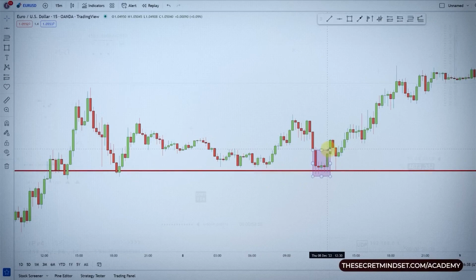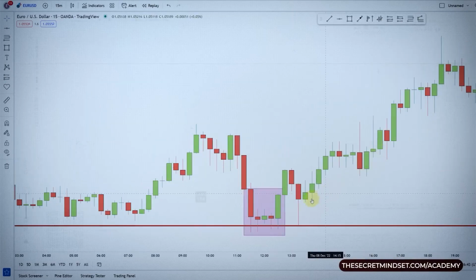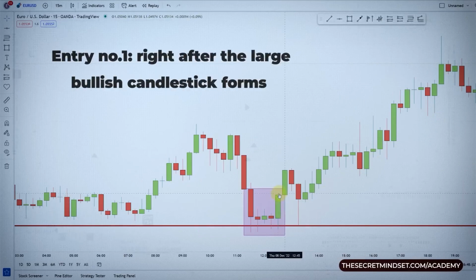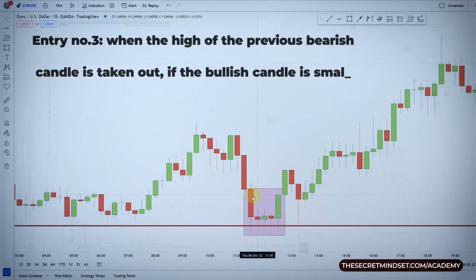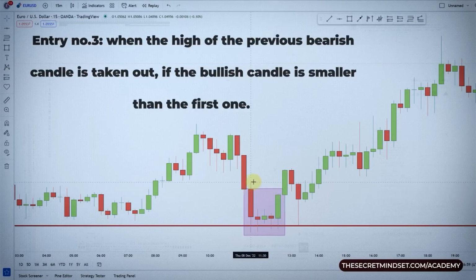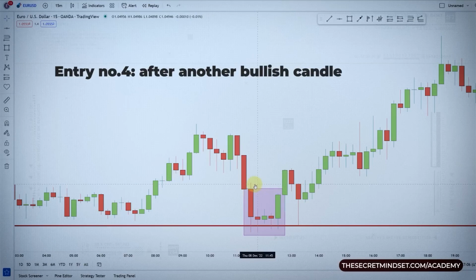So you have the location, the signal, but when do you pull the trigger? You have several choices. The aggressive entry is right after the large bullish candlestick forms. Another entry method is at the high of this bullish candle. Or you enter when the high of the previous bearish candle is taken out, if this bullish candle is smaller than the first one. And the most conservative entry is after another bullish candle to really confirm the upward momentum. It all depends on your risk profile.